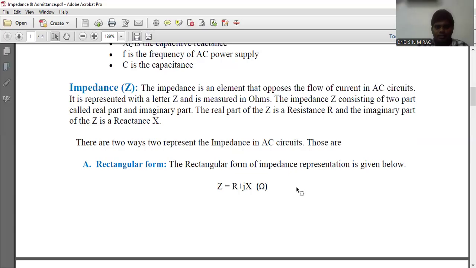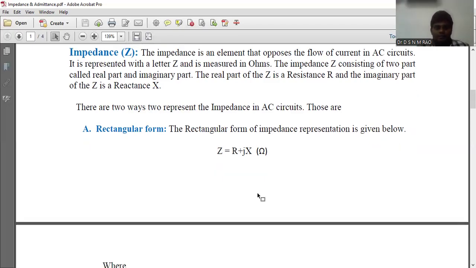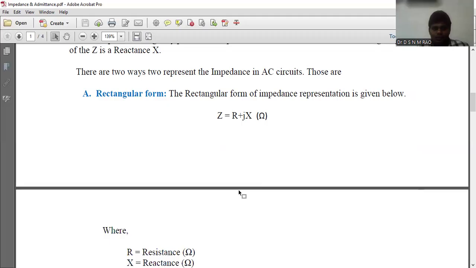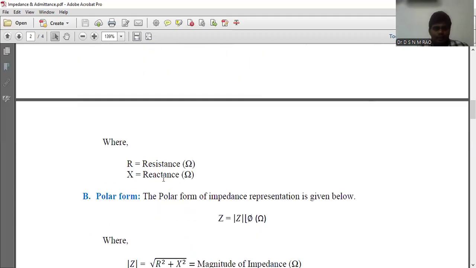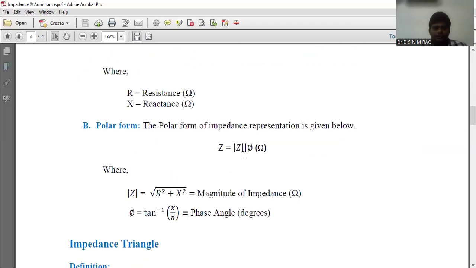In rectangular form, impedance is represented as R plus JX. X may be of two types, XL or XC, depending upon the circuit. If the circuit contains L, it means XL; if the circuit contains C, it means XC; if the circuit contains both L and C, both XL and XC will exist. So Z equals R plus JX ohms. This is the rectangular form, where R is the resistance, the real term, X is the reactance term, and J is the imaginary operator, always placed in front of the imaginary term.